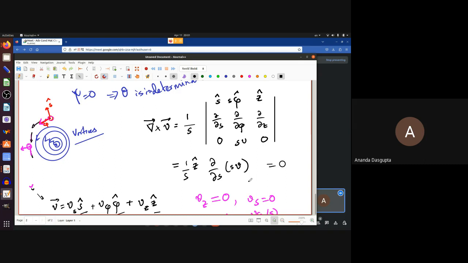So what should be the V? S, remember, is a variable, the distance from the axis. This is a very trivial equation to solve. Give me the solution to this equation. SV is constant. So V is C by S. So V falls off as the inverse first power of the distance from the vortex, which is why this is a pretty small thing. Unless the C is huge, the velocity will almost vanish when you are away from the vortex. So it's in the local region.